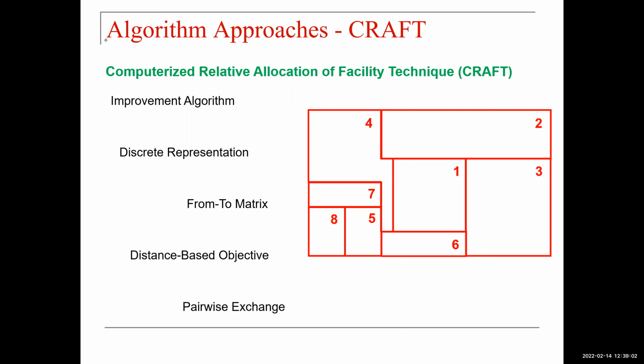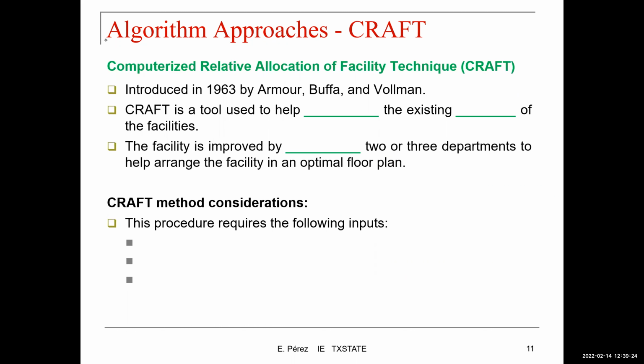So for example, if you want to know whether you get a better layout in terms of that distance-based objective by switching department 2 with department 3, you can do that, compute the objective function, and then compare it. So we'll see how this works. This was introduced in 1963 by Armour, Buffa, and Bowman. These are faculty members. I think it was here in the States, but I don't remember exactly the campus. CRAFT is a tool used to help improve the existing layout of the facility, and the facility is improved by switching two or three departments to help arrange the facility in an optimal floor plan.